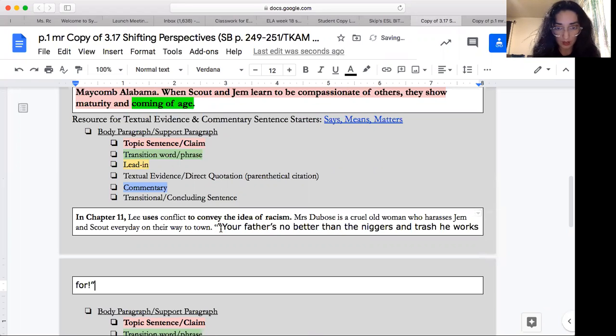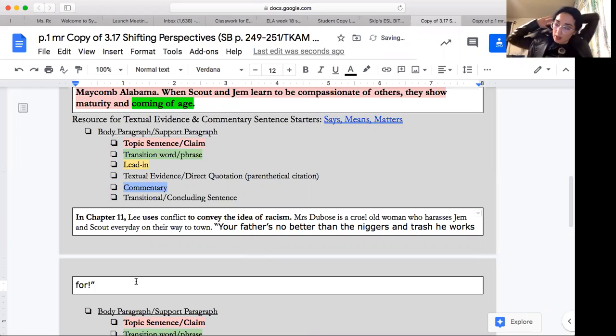How was it? Okay, your father's no better than the N-words and trash he works for. Okay, so maybe I have something like that. Maybe right now my paragraph looks like this. In chapter 11, Lee uses conflict to convey the idea of racism. Mrs. DeBow is a cruel old woman who harasses Jem and Scout every day on their way to town. Your father's no better than the N-words and trash he works for.